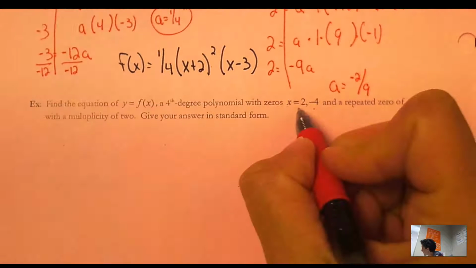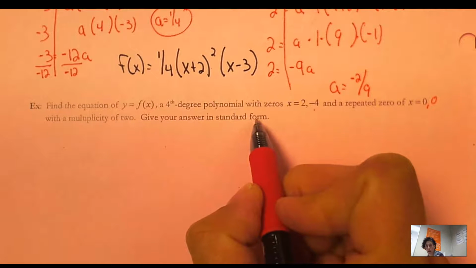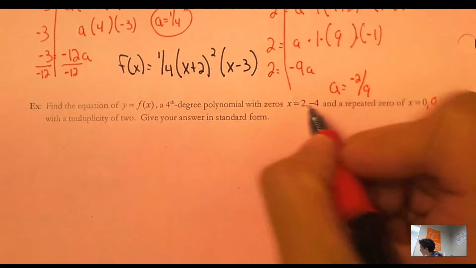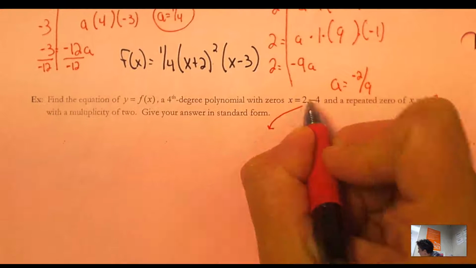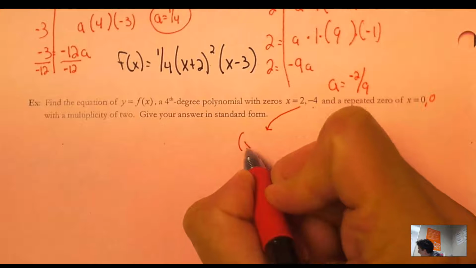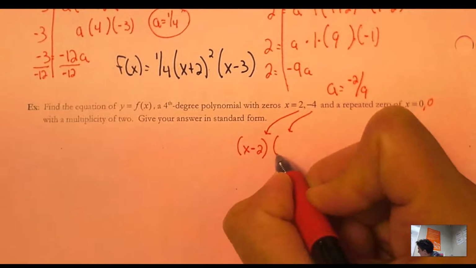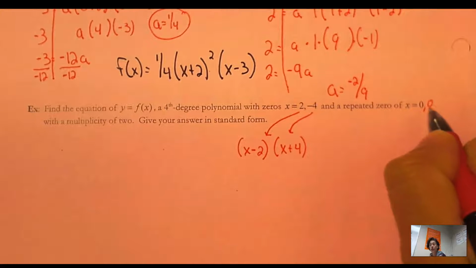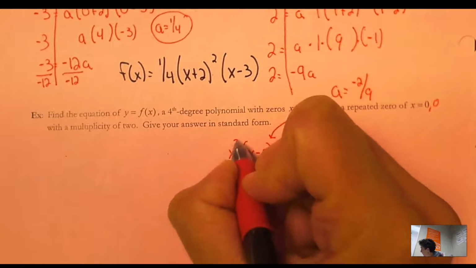So I'm going to start by making the factors. They do want this one in standard form. Okay? So I'm going to put my a in, my factors. So what would have given me that is x minus 2. What would have given me this is x plus 4. And then what would have given me this are 2 more x's, an x and an x, which just turns into x squared.